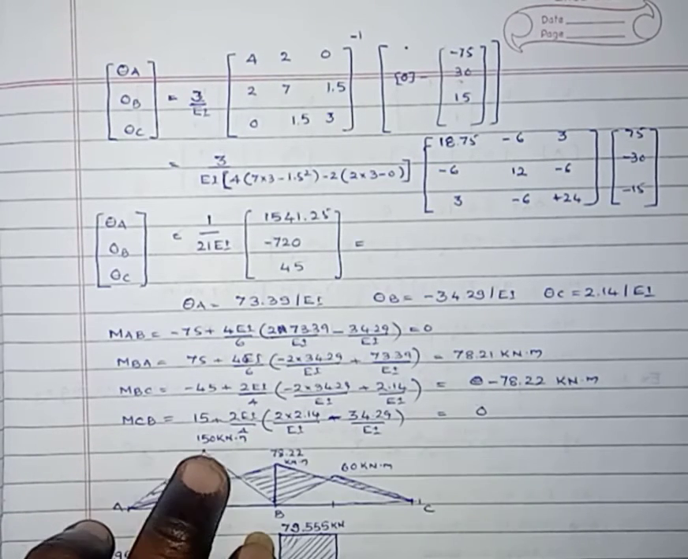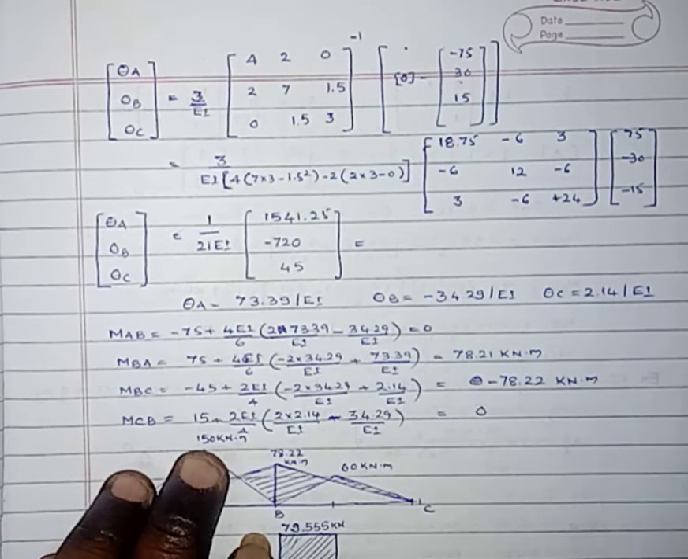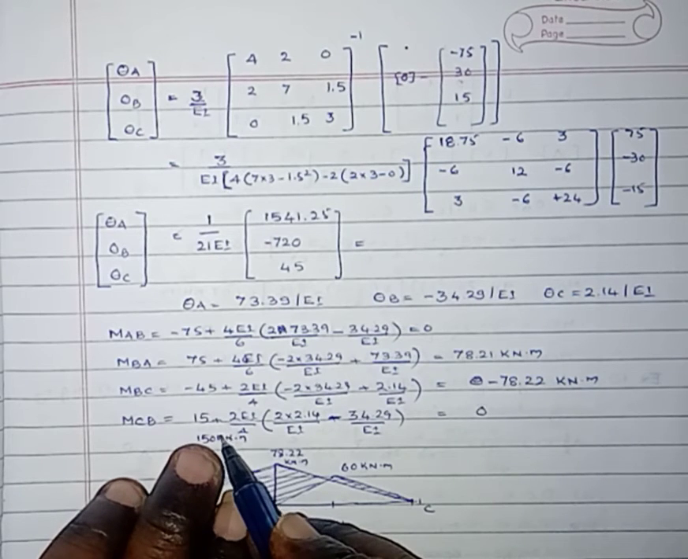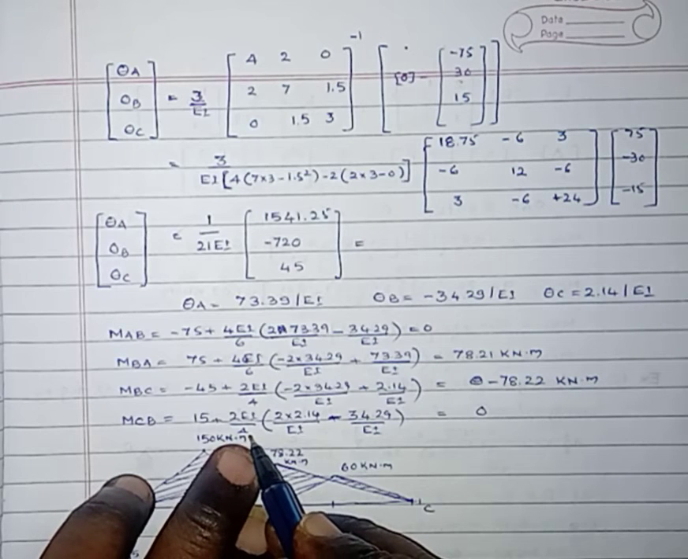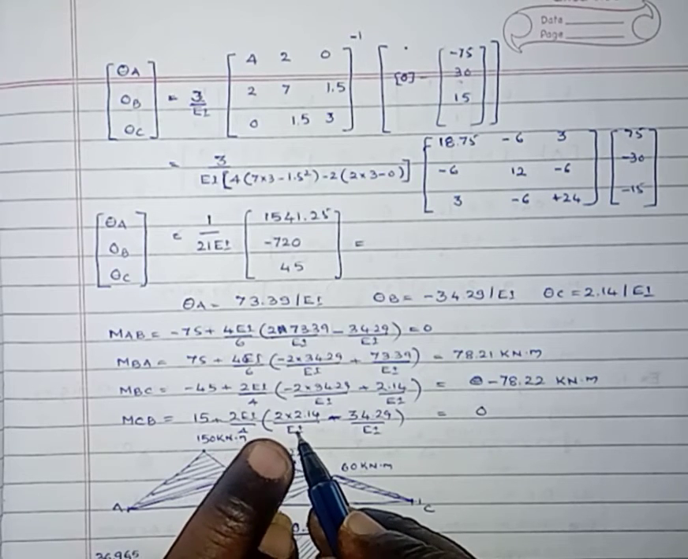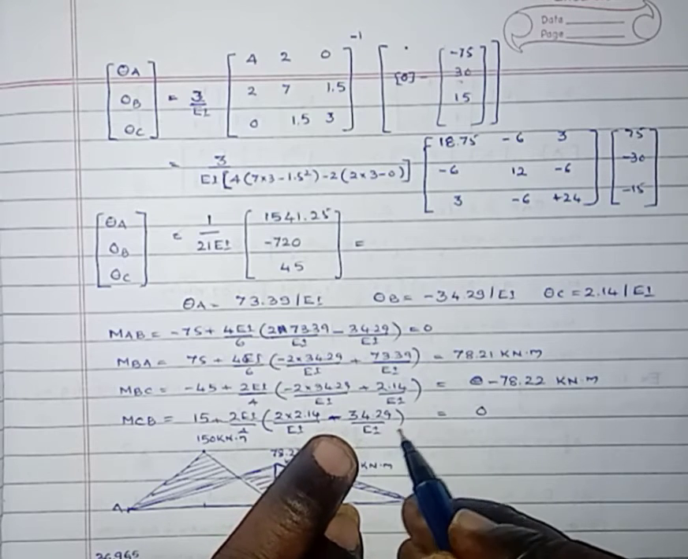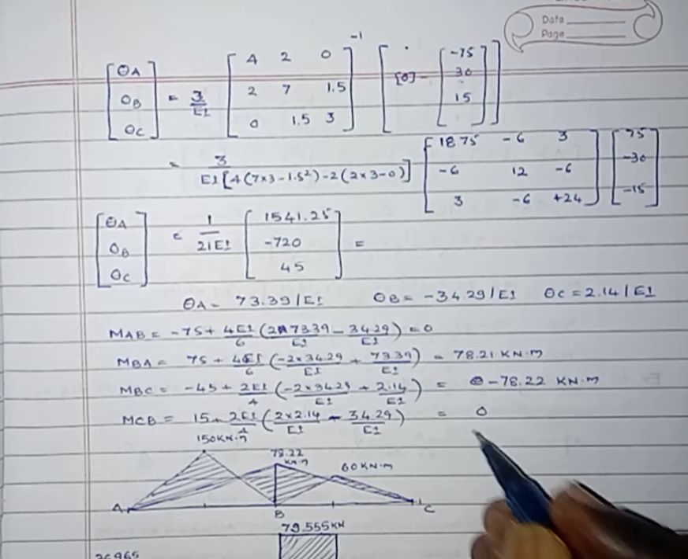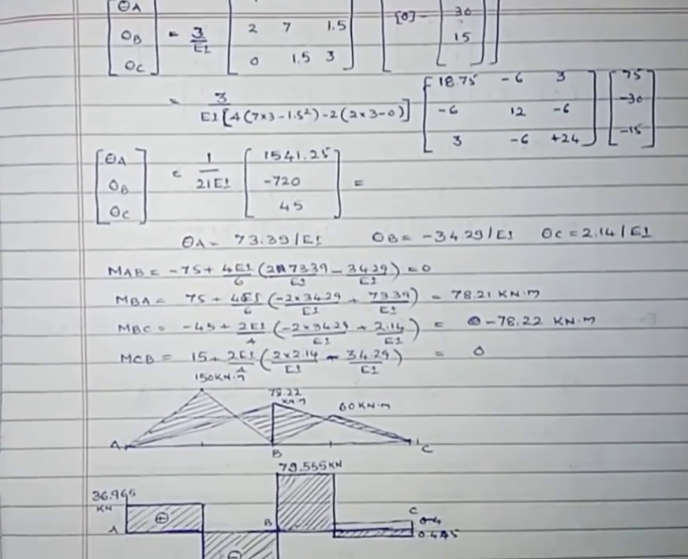Then MCB, that is also another end support. The end support is a simple support. At a simple support the final moment is 0. By substituting the values, MFCB is 15 plus 2EI by L. The length is 4 meter, moment of inertia is 1I. Then 2EI by 4, inside the bracket 2 times theta C, that is 2 into 2.14 by EI, plus theta B, that is minus 34.29 by EI. By simplification, here we will get 0. Then by using the above values of the final moments, we can easily draw the bending moment diagram.